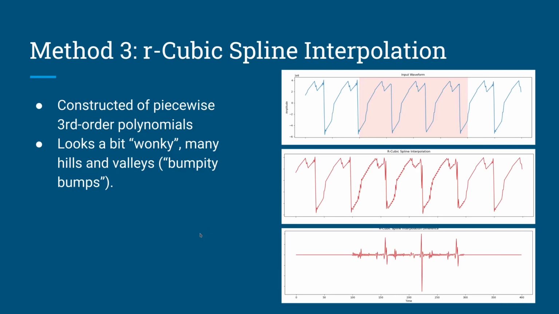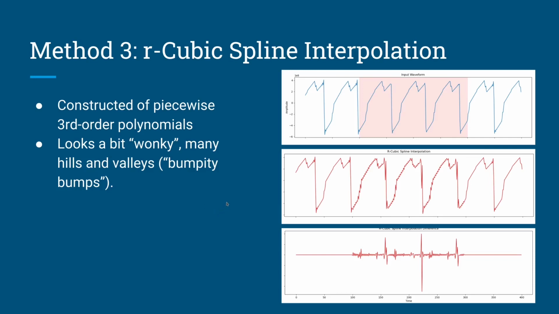So now moving on to the final method, the R-cubic spline interpolation. The R-cubic spline is sort of a variation on the regular cubic spline, which uses recurrence relations rather than matrix calculations.